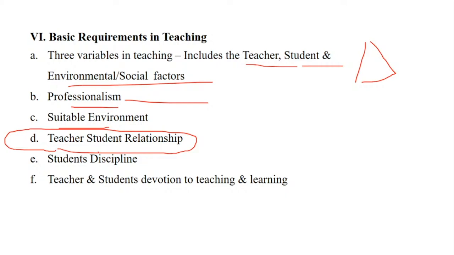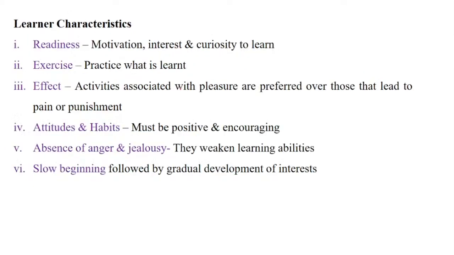Students should be in discipline, so that should be taught by the teacher to the student with the help of professionalism. And the teacher's and students' devotion to teaching and learning plays an important role in coming out with the desired outcomes or desired result. Okay, now, when we talk about learners' characteristics, what does a teacher have to find out in a learner?